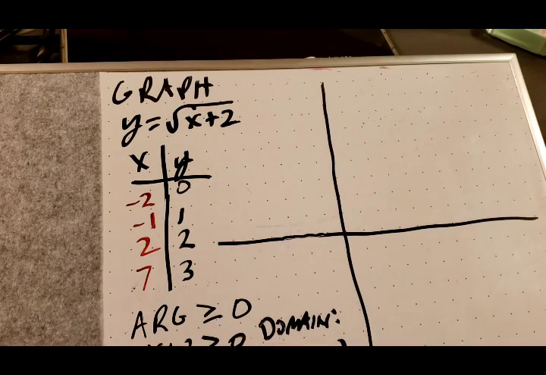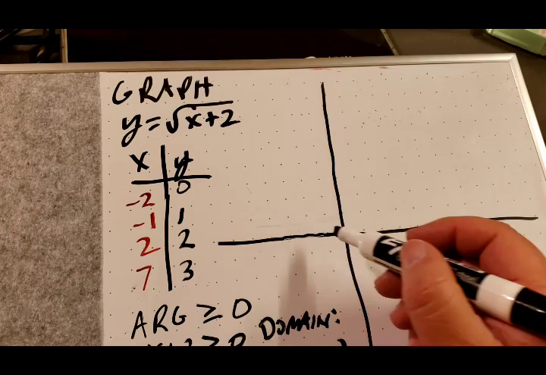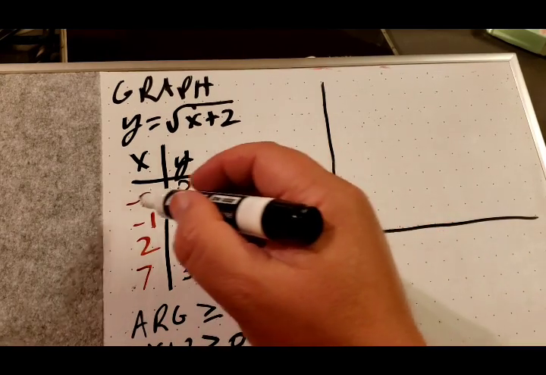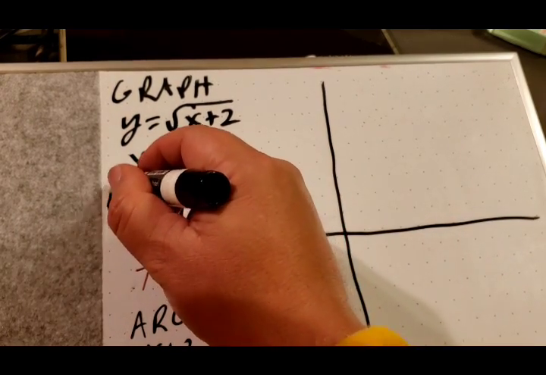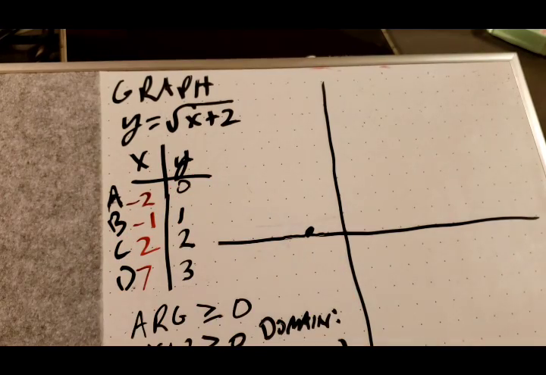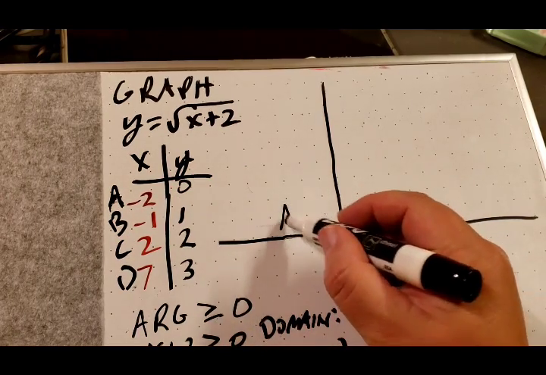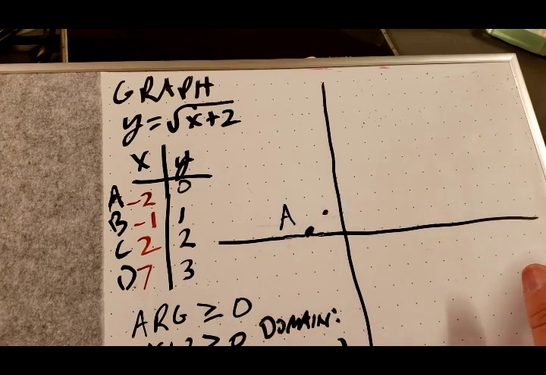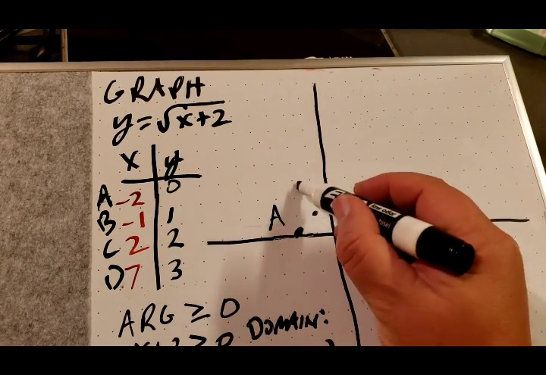So these are my ordered pairs, and I'm going to plot those. Let's call this one A, B, C, and D. My hand got in the way. There's where I'm going to plot point A. Here's where I'm going to plot point B.